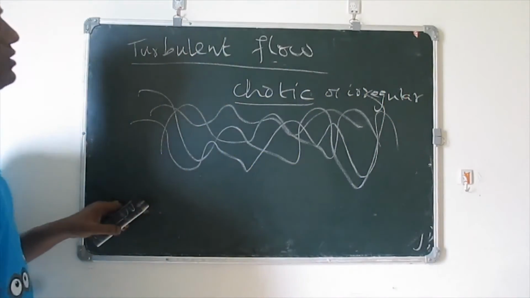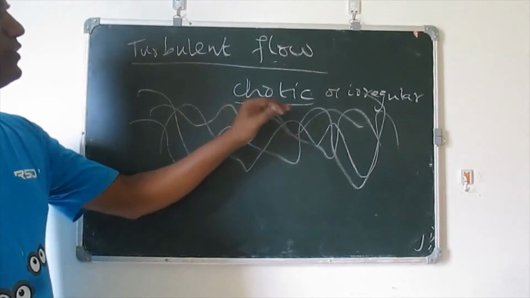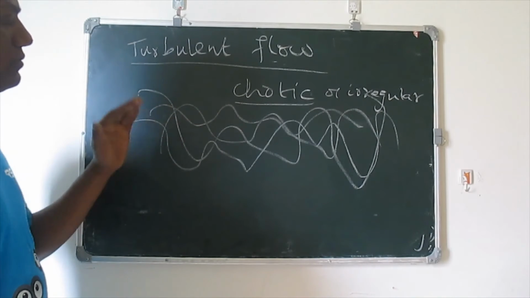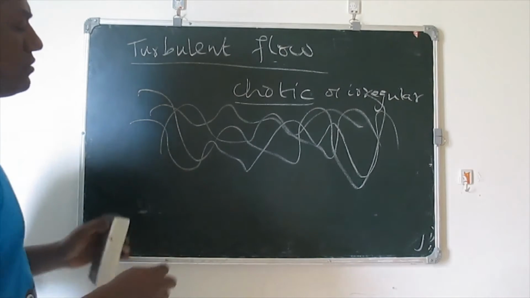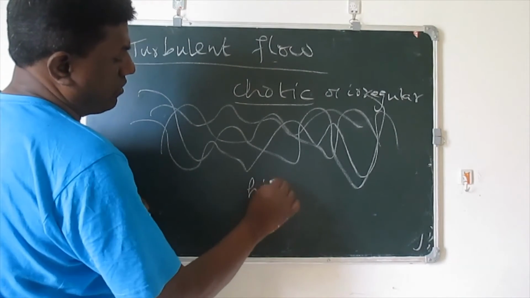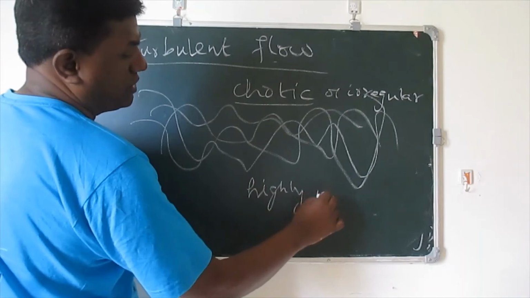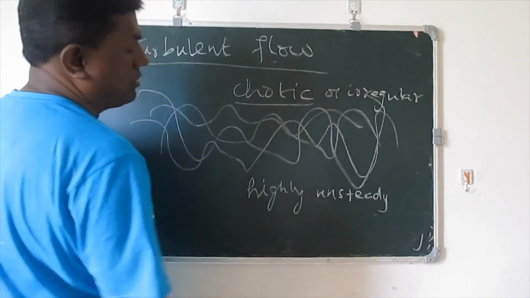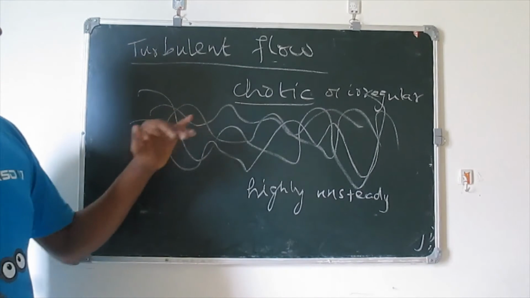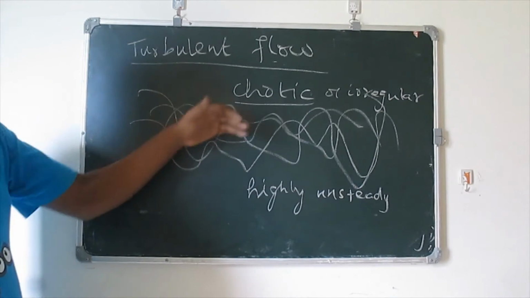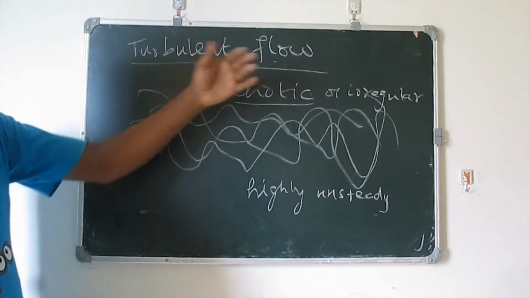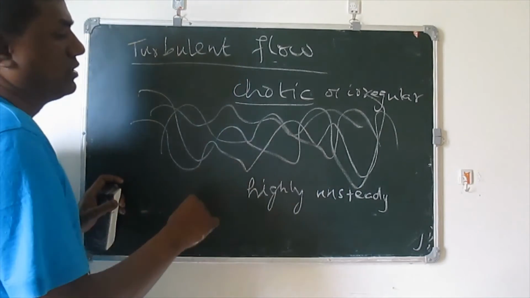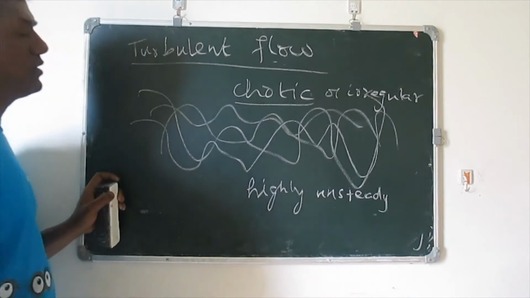This is a very important phenomenon in turbulent flow. Because of that nature, the turbulent flow is highly unsteady. Because of this unsteady nature, the fluid properties get transported from one particle to another particle, or from one place to another place in the fluid flow region. So that is what happens in the case of turbulent flow.